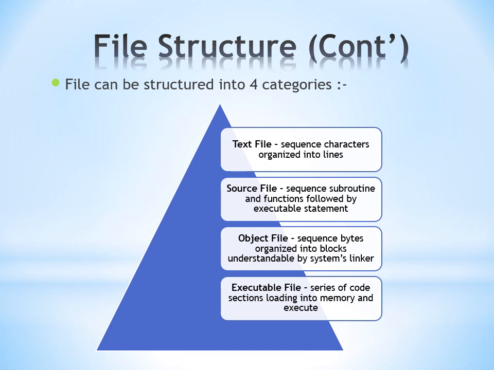The file structures can be in four categories: text file, source file, object file, and executable file. For example, a text file is a sequence of characters organized into a file, and a source file is a sequence of subroutines and functions. The object file is normally a sequence of bytes organized into blocks, and the executable file is normally a series of code sections which are loaded into memory.